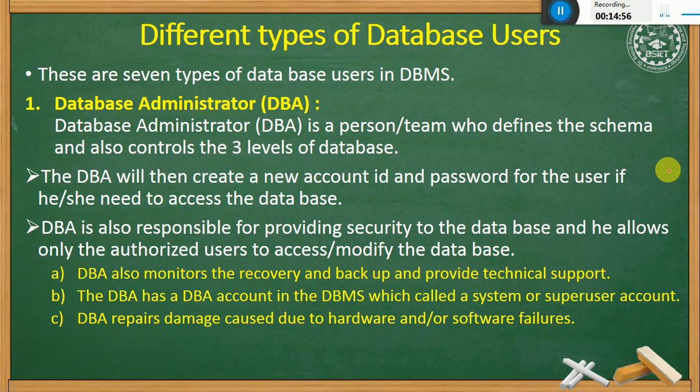The next part in this unit is the different types of database users. My dear students, this is the same point we have discussed in unit number 1. In the architecture diagram of the DBMS system, we have different types of users. So basically we have 6 types of users.